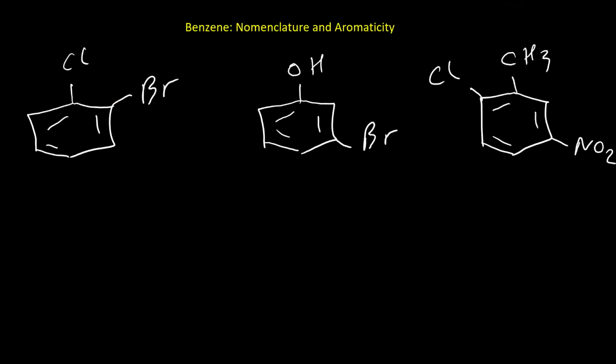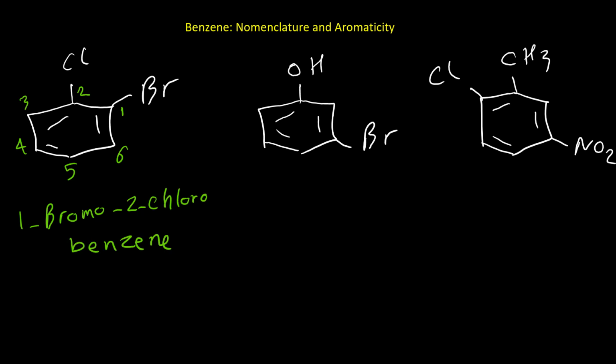For the first example, we put number 1 in order of the alphabet. So between bromo and chloro, bromine has priority because of the alphabet, and chlorine is 2, 3, 4, 5, 6. Then the name of this compound is 1-bromo-2-chlorobenzene.